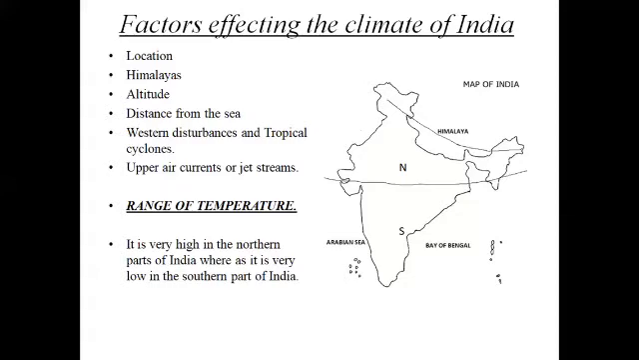Now just think, if there would have been no Himalayan mountain, what could happen? India could have been a cold desert because of those cold winds coming from the northern part of India.